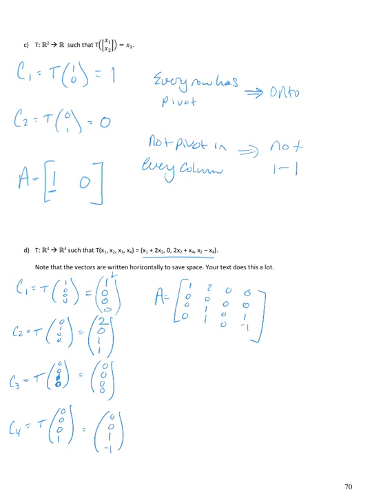Okay, so this is definitely not one-to-one nor onto, because I have a full row and a full column that are all zeros. So this is not one-to-one nor onto.